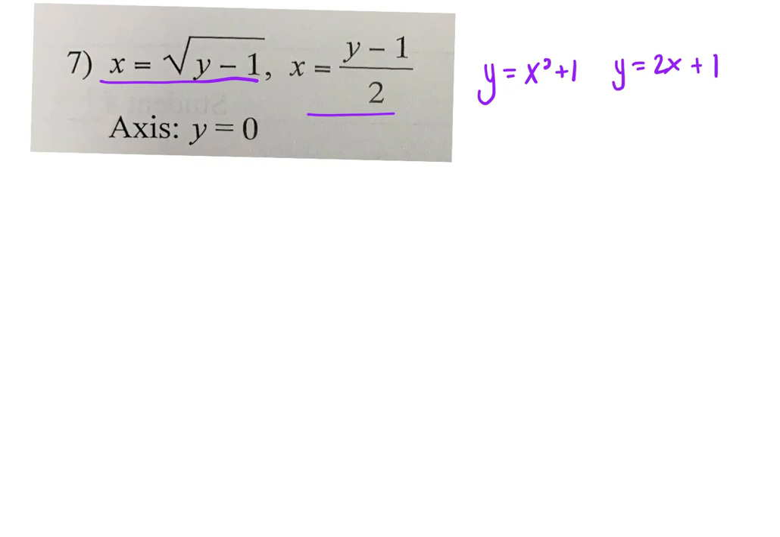So if I were to think about this, first I can figure out, I guess, where they cross each other. So I would say x squared plus 1 equals 2x plus 1. Get everything to one side. You get x squared minus 2x equals 0. So x is going to be 0 and 2. And so from 0 to 2 is where I'm going to integrate this one.